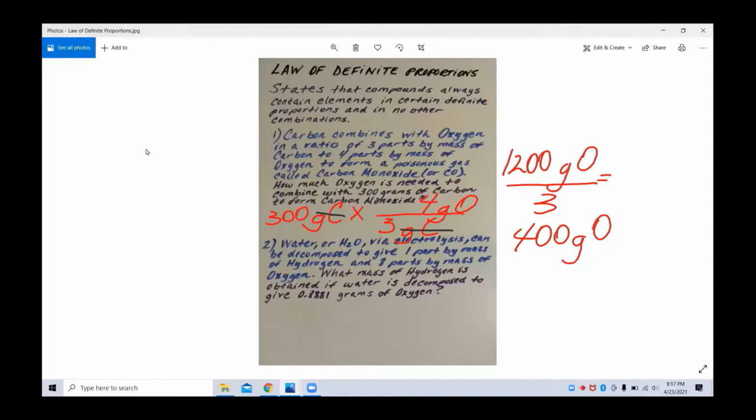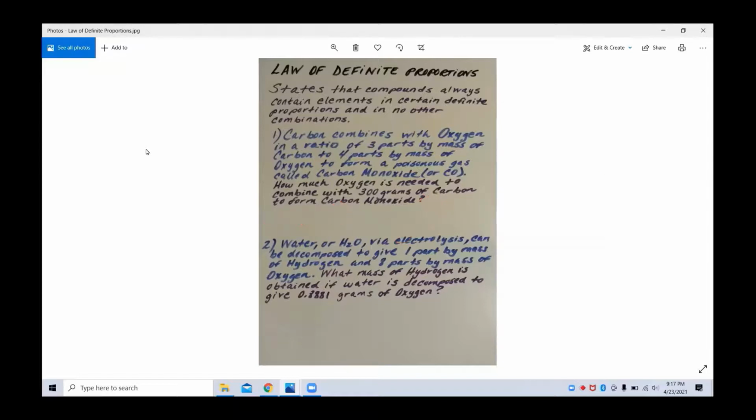So let's move on to the next problem. I'm going to erase this, but as usual, you can go back in the video and capture how we did that problem. Water, or H2O, via electrolysis can be decomposed to give 1 part by mass of hydrogen and 8 parts by mass of oxygen. What mass of hydrogen is obtained if water is decomposed to give 0.8881 grams of oxygen?